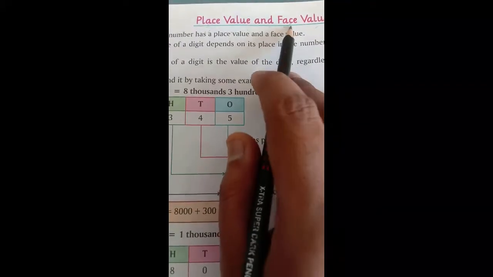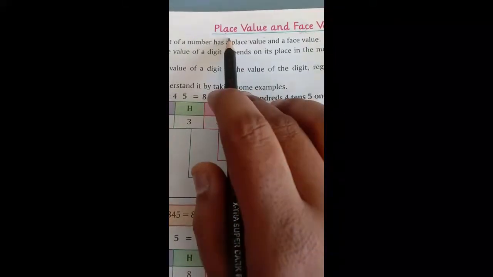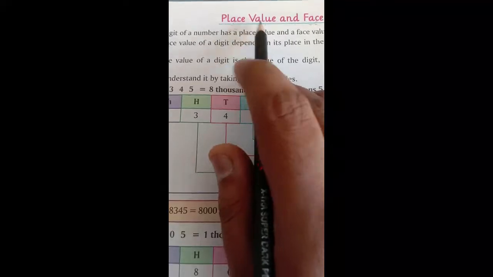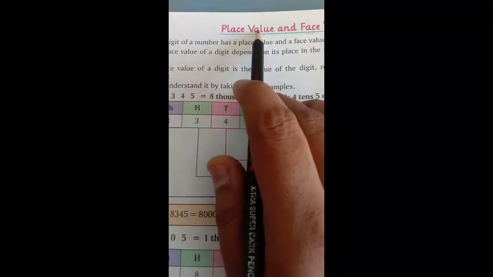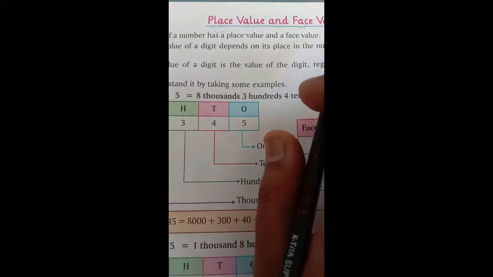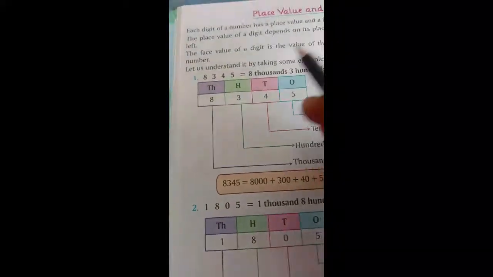Your face is the same in school as at your home, but place value: in school you are a student but in home you are a child. Okay, so place value changes according to their place but face value will not change. Now we understand this thing with an example.